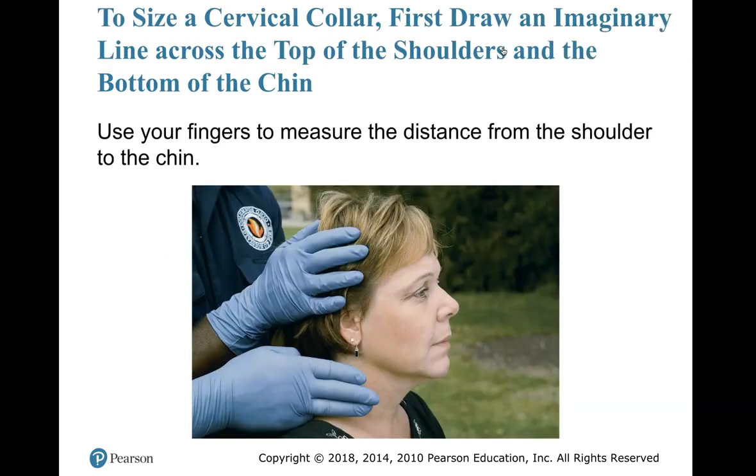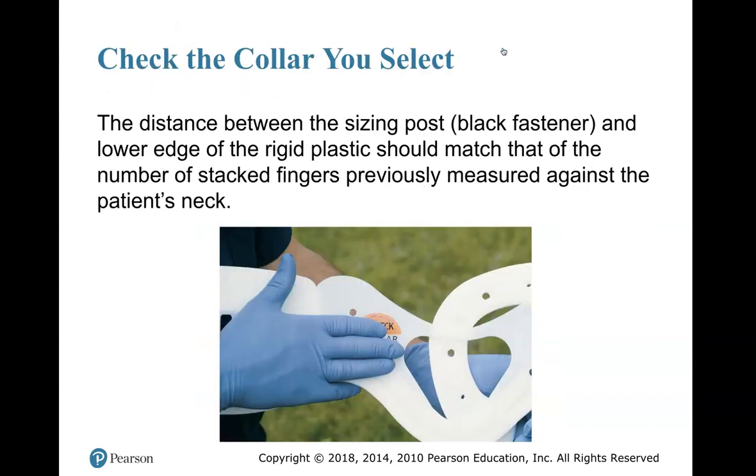All right. To size the C-collar, first draw an imaginary line across the top of the shoulders and bottom of the chin. I like how they worded that. So in the amount of chaos that you're going to be having on scene, please remember to draw your imaginary lines. But you have to imagine those things. Use your fingers to measure the distance from the shoulder to the chin. So from the top of the shoulder to the chin, we are going to use our fingers. 3, 4, maybe 5 fingers, depending on the person.